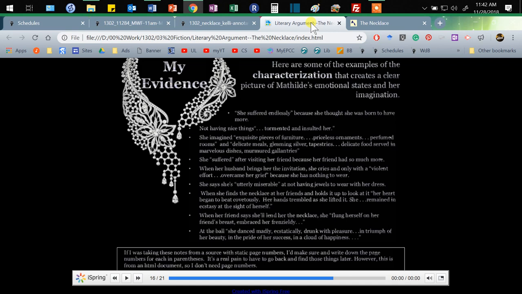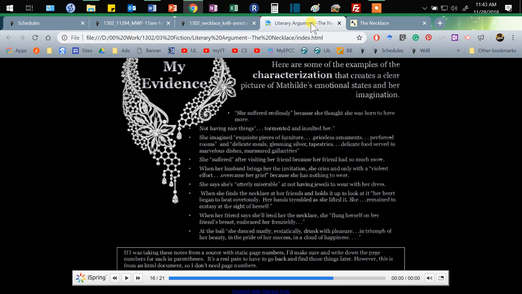She suffered. We get the word suffered about Mathilde a whole lot, after visiting her friend because her friend had so much more. When her husband brings home the invitation, she cries and with a violent effort overcomes her grief because she had nothing to wear. My God. She says she's utterly miserable at not having jewels to wear.